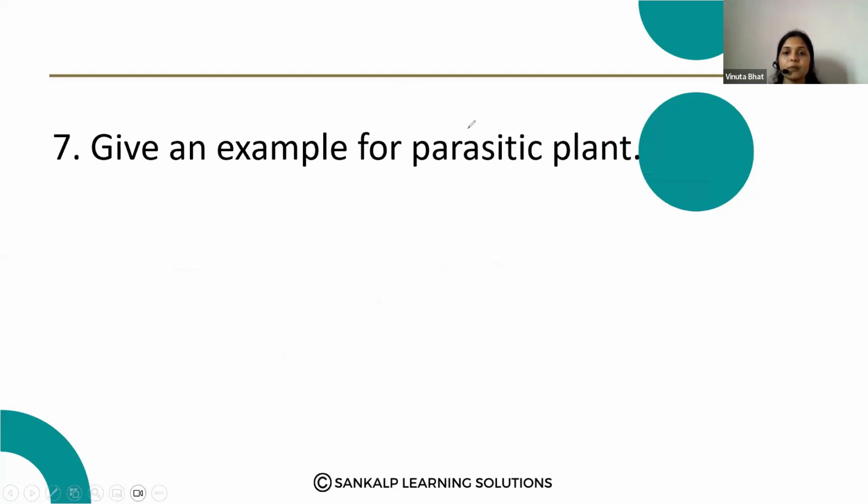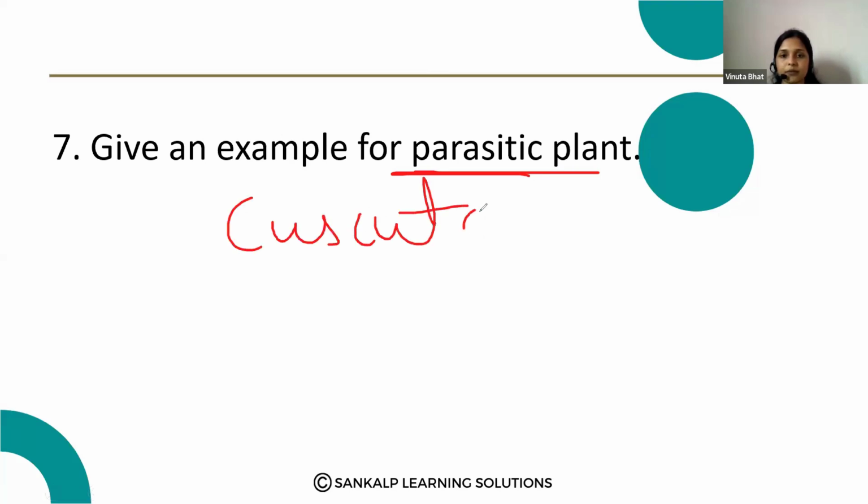Give an example for parasitic plants. You know that commonly plants are autotrophs. All the plants are autotrophs. But parasitic means they absorb nutrients from other organisms, right? So here there is an exception. The plant named Cuscuta is an example for a parasitic plant. Okay. So the example for a parasitic plant is Cuscuta.